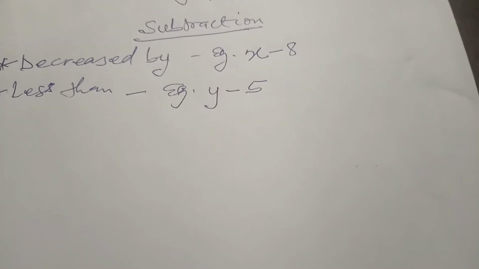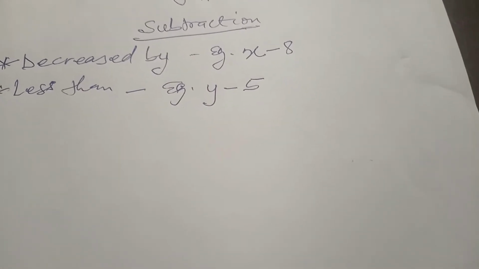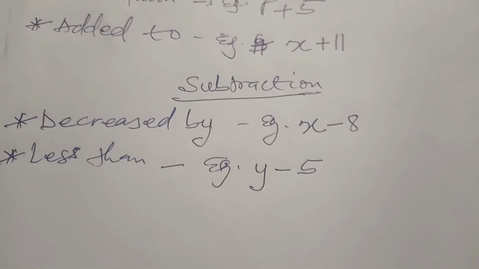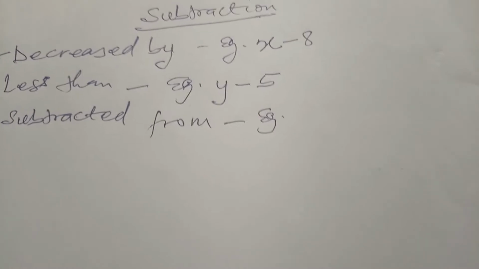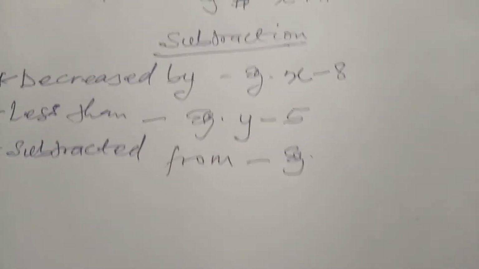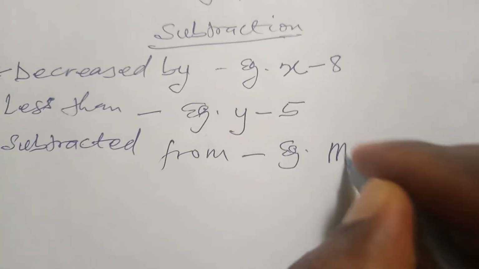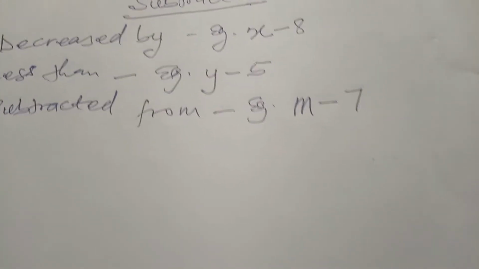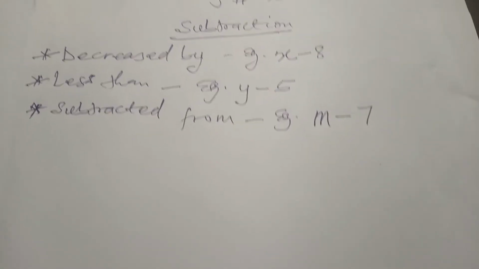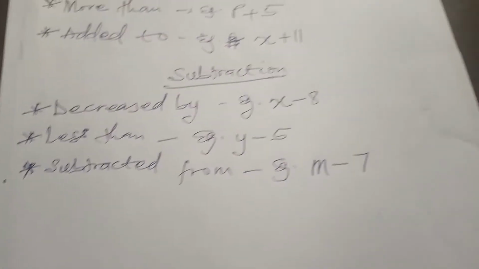Then for the same subtraction, we can have the expression subtracted from. Let's say 7 is subtracted from a number. That means if the number is m, then it will be m minus 7. So subtracted from gives us the hint that we should use the subtraction sign. Then let's go on to multiplication.